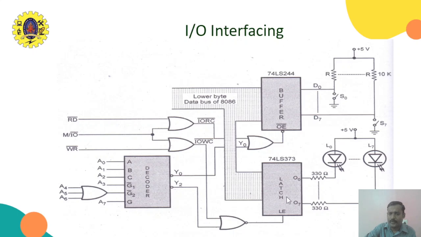This is one port and this is another port. That means one port is an input port and the other port is an output port. So that will be connected. This port will have 8 LEDs and this port will have 8 switches. So this value will be read and processed, and this value can be output.